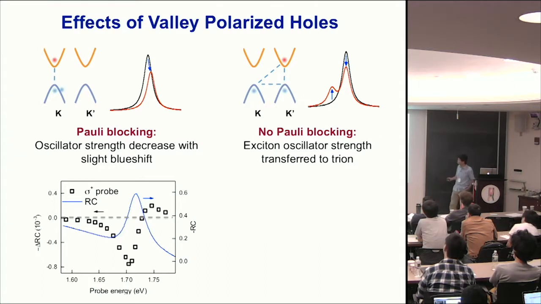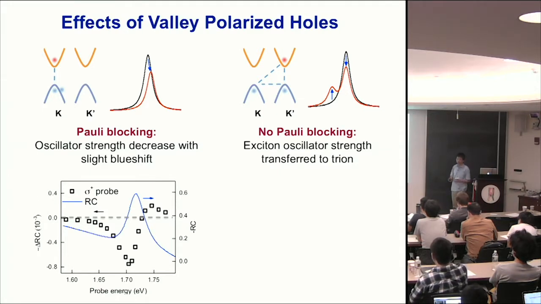So here I show you, after we create a hole in the K valley, as I described in the heterostructure, and then we probe the K valley exciton absorption. First, the blue curve shows the pure absorption itself, and then the black curve with symbols shows the photo-induced effect.